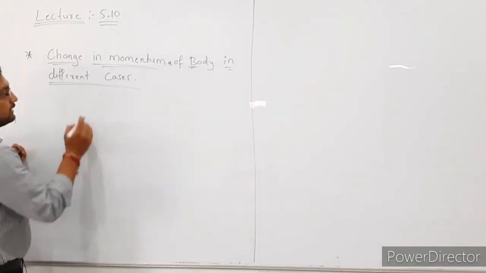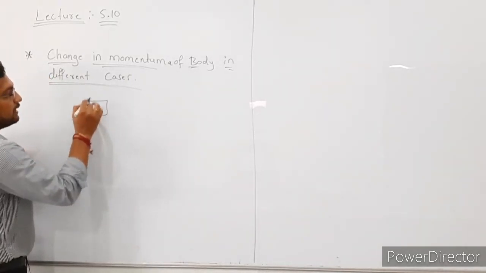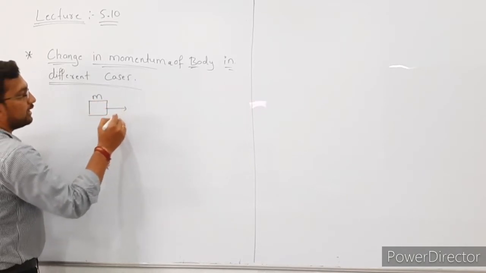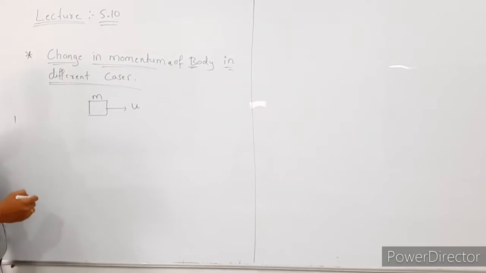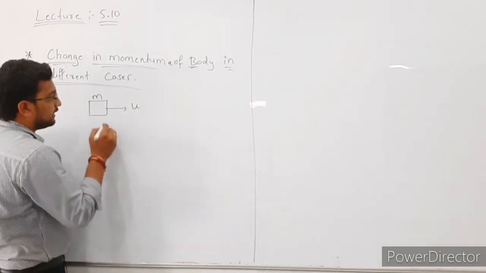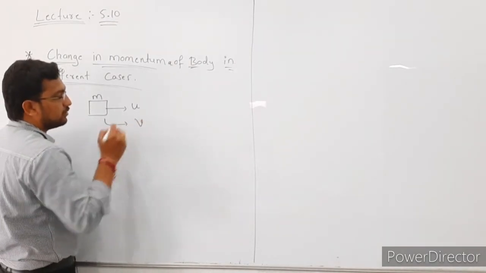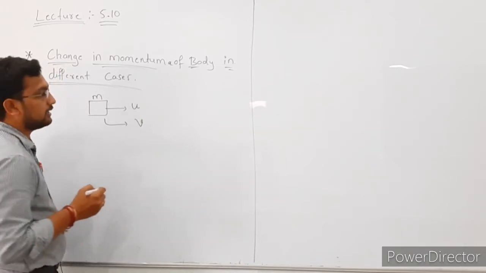In this case, this is a body of mass m. Initially this body is moving with velocity u. After some time its velocity changes to v.